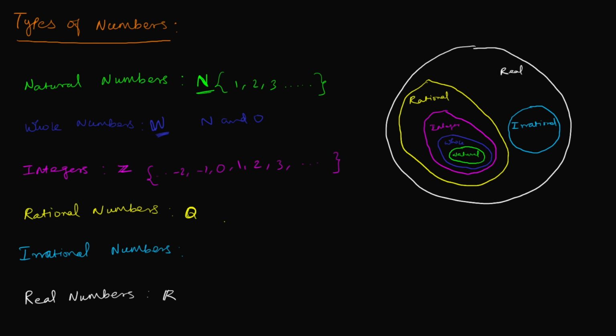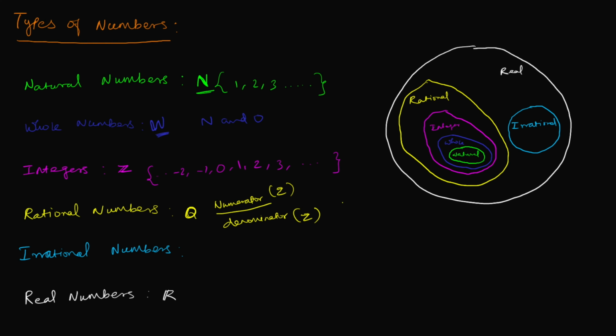Next, we have rational numbers. Rational numbers are any numbers that can be written in a fractional form. What is a fraction? A fraction has two parts. One is the numerator, and then we have the denominator. If both numerator and denominator are integers, then this is a rational number.